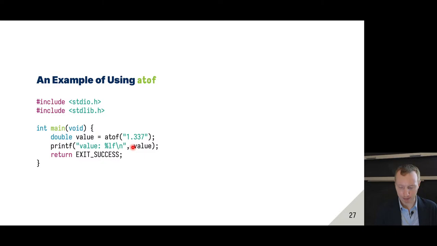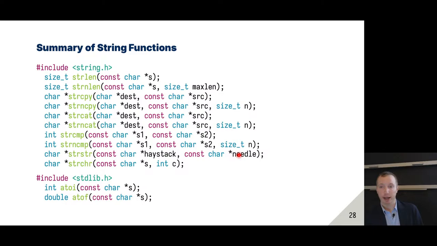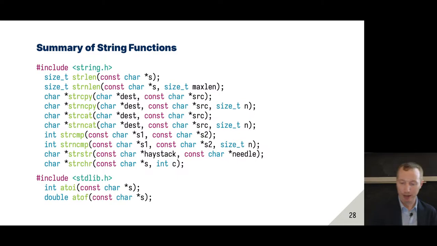So, at the end of the slides, this is a nice reference for you. That is all the functions we have used today. Most of them are in string.h, basically string length, string copy, string concatenate, string comparison, and then searching for a string within a string, searching for a character within a string, and then these two will convert a string to an int or convert a string to a double.